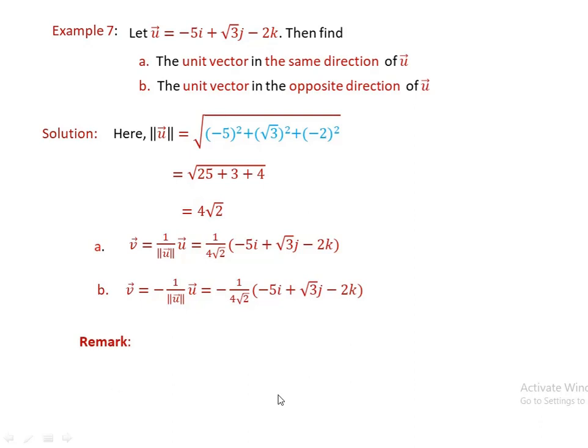Remark: all unit vectors in R^2 are of the form (cos theta, sin theta), where theta is between 0 and 2 pi. Why is that? Because a unit vector is a vector whose magnitude is 1. The magnitude of (cos theta, sin theta) is the square root of cos squared theta plus sin squared theta, which is the square root of 1, which is 1.